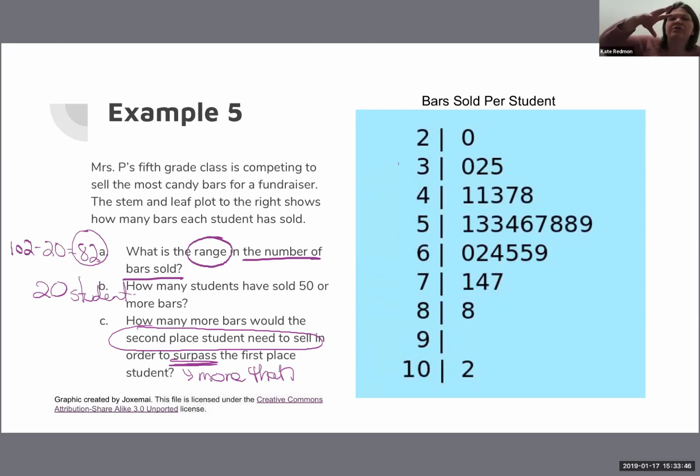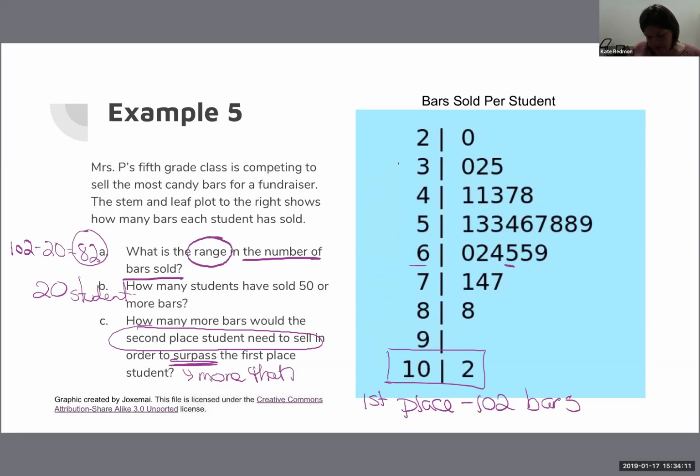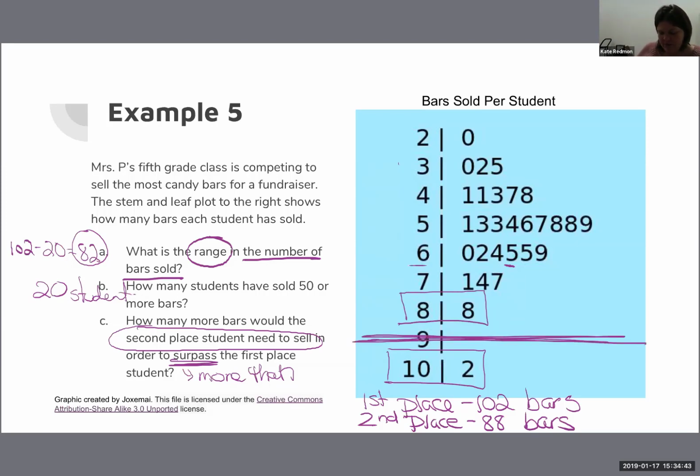So let's start with first place. Who's winning? Who's sold the most candy bars? 102. There we go. There's Mr. First Place. So first place right now has sold 102 candy bars. Now let's look at second place. The next highest one, 88. There we go. Now we're making sense of this graph. So my first place is 102. My second place is 88. I didn't have anybody in the 90s. That's why that's second place.